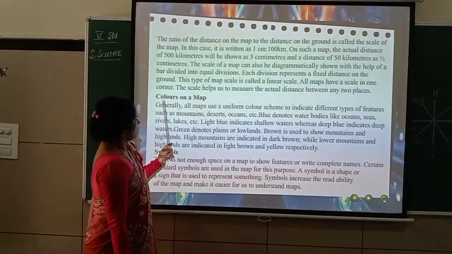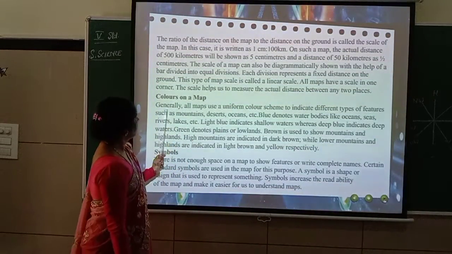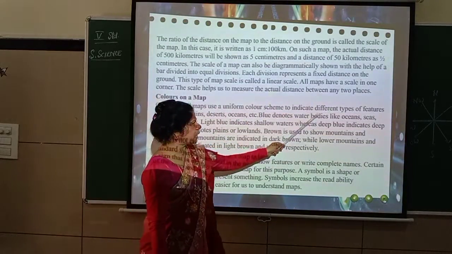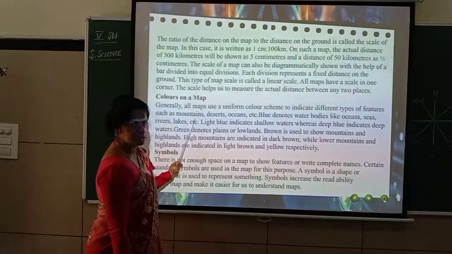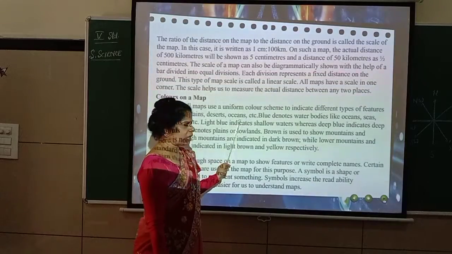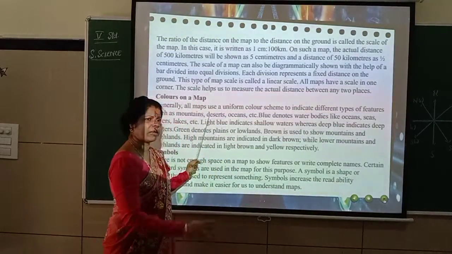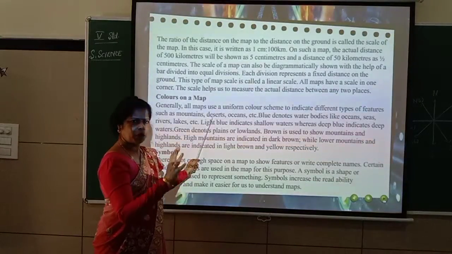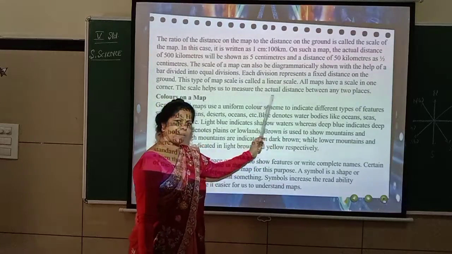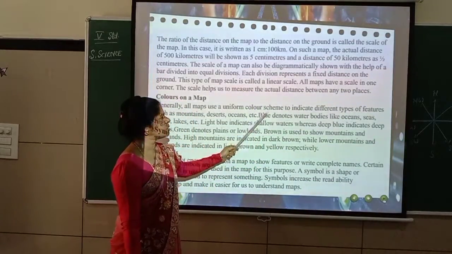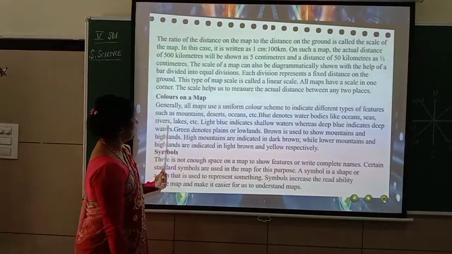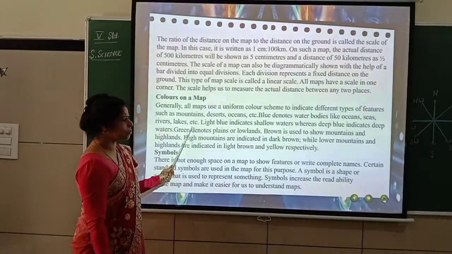Okay. Now coming to the colors on a map. Generally, all maps use a uniform color scheme to indicate different types of features such as mountains. Mountain will have one color, desert will be shown in one color, oceans will be in one color, like that. Anybody who does the map will show this as a standard color. Blue denotes water bodies. Any cartographer who does the map shows the water bodies like oceans, seas, rivers, lakes, etc. in blue. They are all water sources.